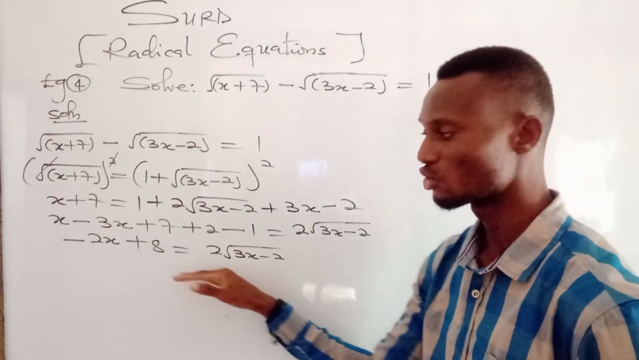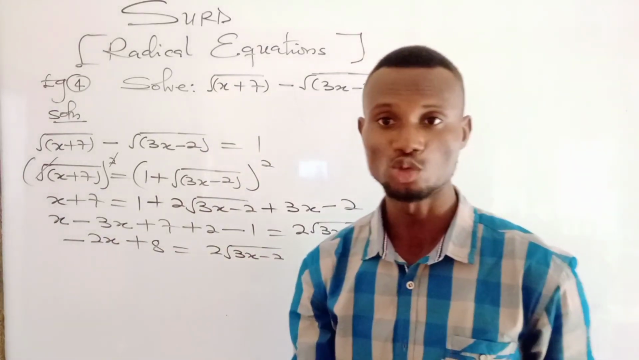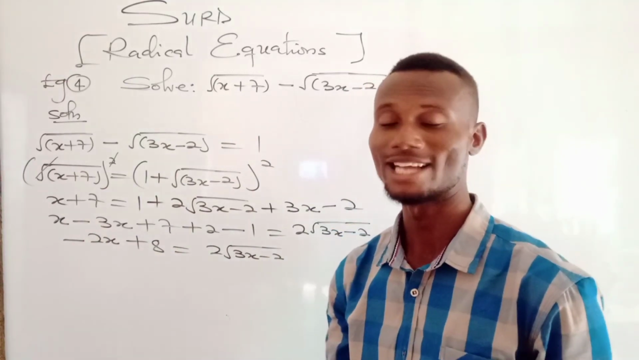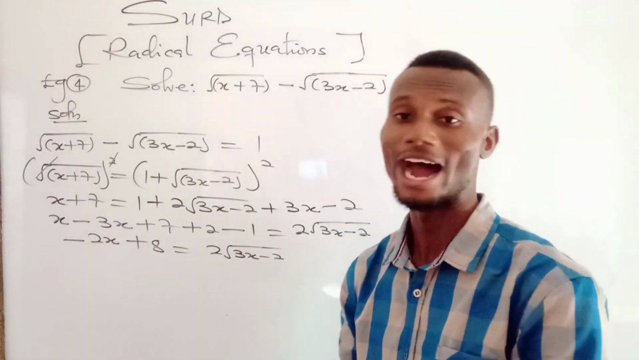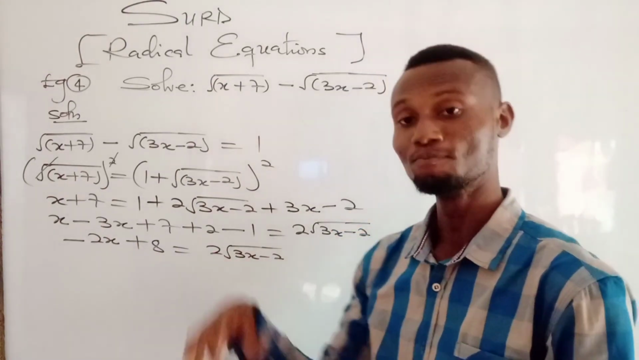Okay, what is common to them is 2. So we can divide through the equation by 2 so that we reduce the equation and it becomes much simpler for us to solve. So I'm going to divide through the equation by 2.